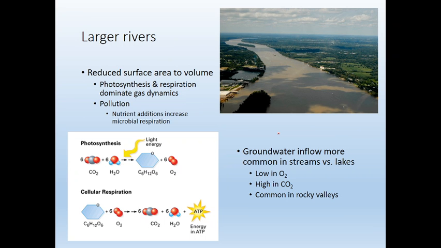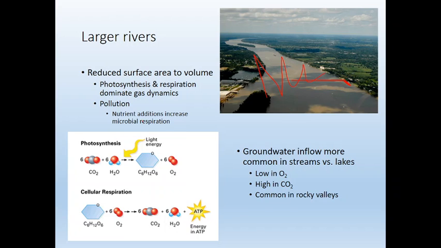Larger rivers are different though. There's much less surface area for the total volume, right? So photosynthesis and respiration are going to dominate the gas dynamics, not the physical processes. The water can be very, very cold, but if there's a ton of respiration going on and not that much photosynthesis, there's not really going to be that much oxygen in a big river all through the water column. At the edges of the stream there might be some differences, but what we're talking about is most of the river channel here.